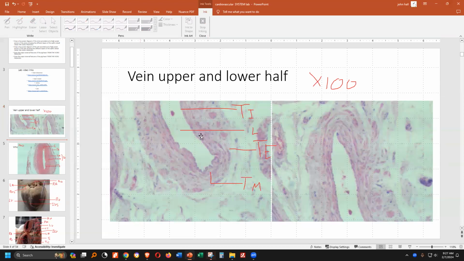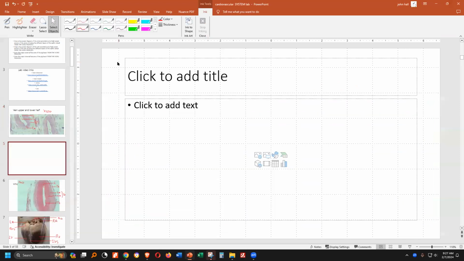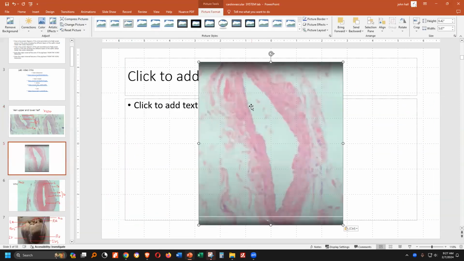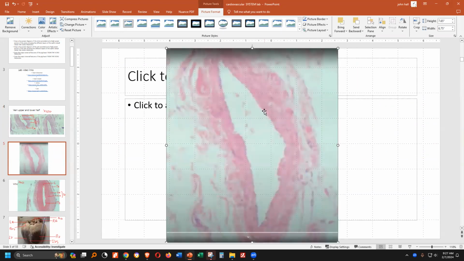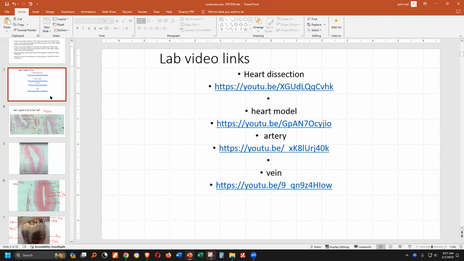Right, so remember with this one here, that's the top, that's the bottom. You have to put them together to form a proper image. The one in the video is already a proper image. You can decide how you want to work that, right? And that's it. So you're looking at 4 drawings in total: external heart, internal heart, and artery and vein.